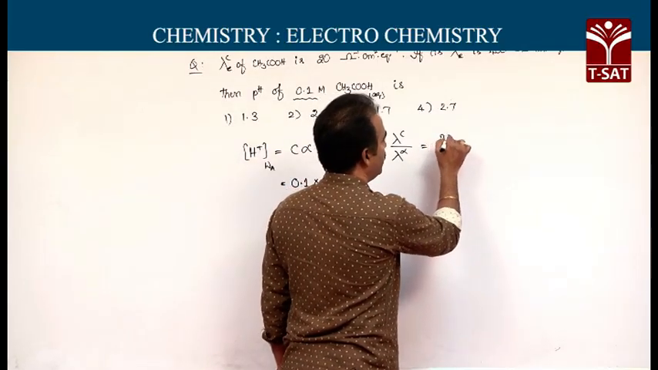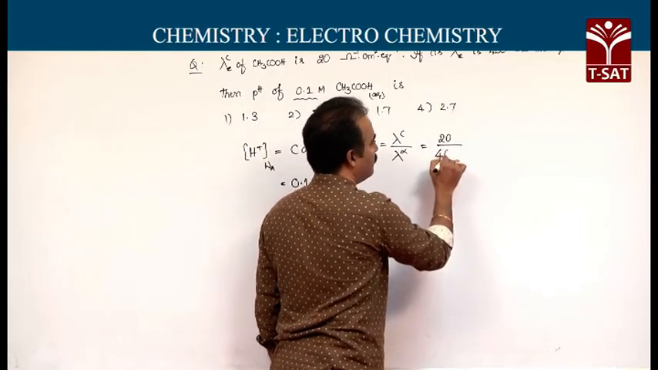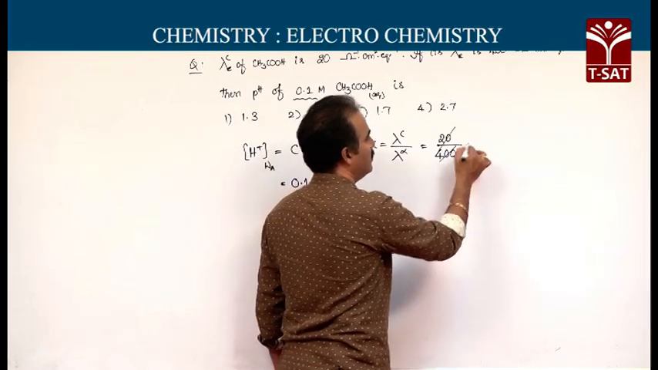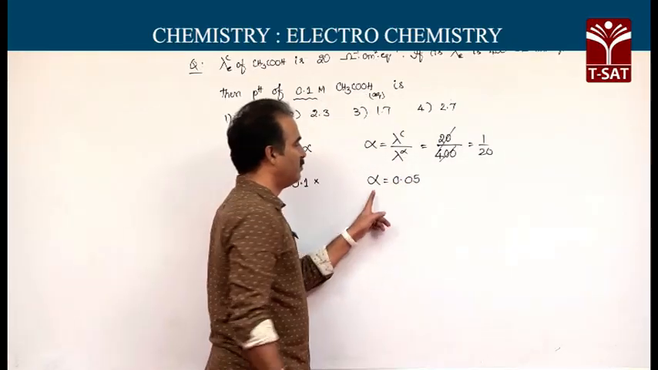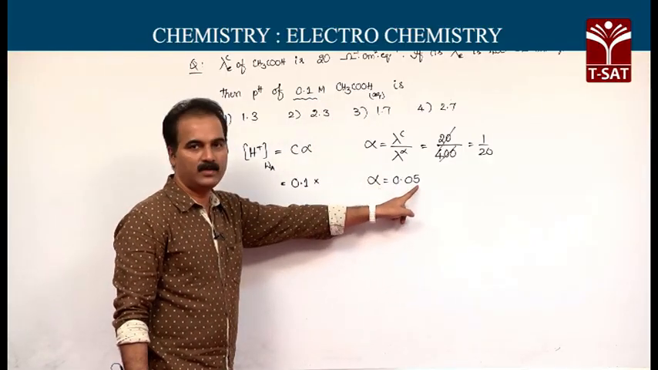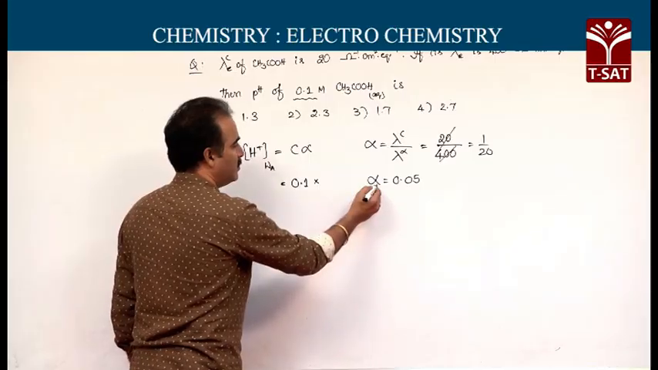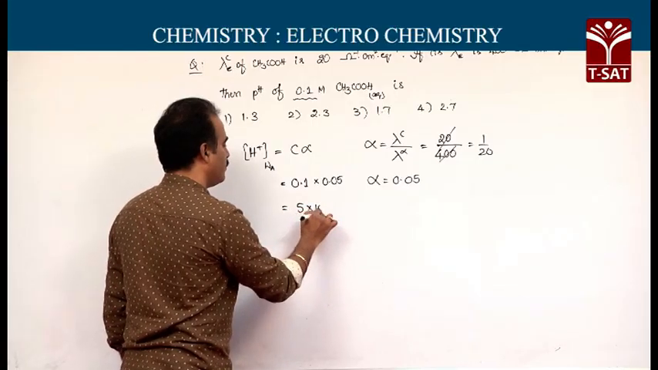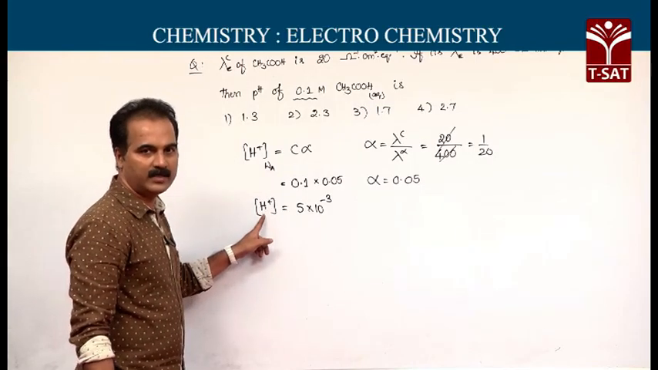What is lambda C? It is 20 ohm inverse centimeter square per equivalent, and lambda infinity is 400 ohm inverse centimeter square equivalent inverse. Simplification of this, it is 1 by 20, means alpha is 0.05, means this acetic acid is undergoing only 5% dissociation. Therefore, H plus ion concentration of a weak acid is C alpha, that is 0.1 into 0.05, which is 5 into 10 power minus 3. This is the H plus ion concentration of that acetic acid solution.